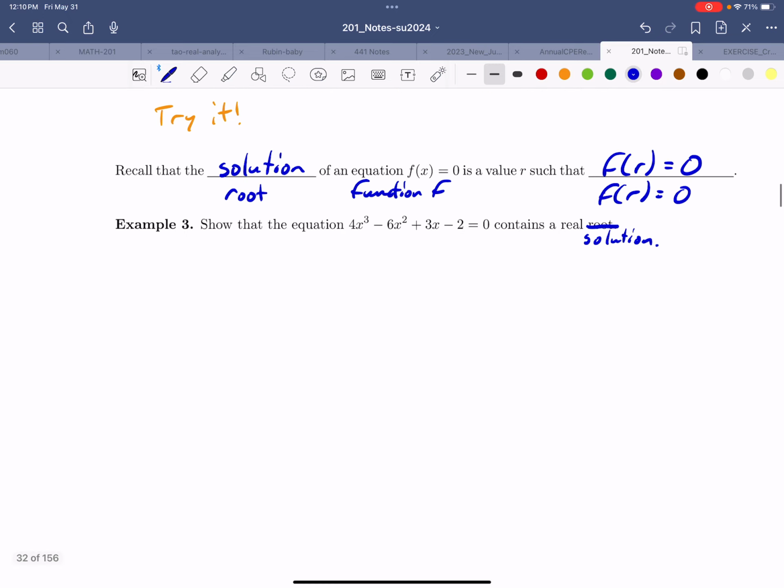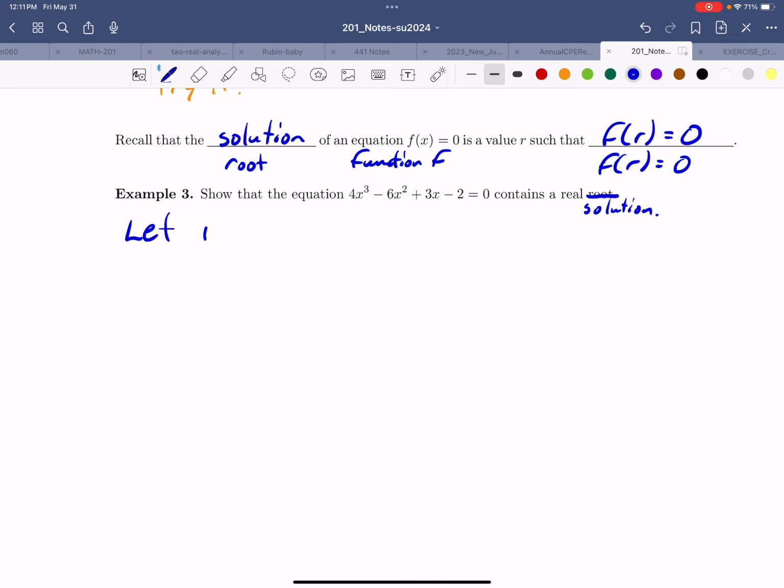So anyway, show the equation has a real solution. I'm not asking you to solve the equation. You can factor a cubic. It's a nasty formula. I don't even know what it is. But we're not trying to do that. We're just trying to show a solution exists. So all we need to do is come up with a continuous function that is the cubic, show that there's a value below 0, a value above 0, and then use the intermediate value theorem to show a solution exists. So what we're going to do, we're going to say let f of x equal our polynomial.